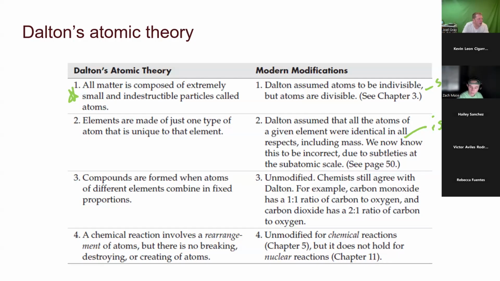Compounds are formed when atoms of different elements combine in fixed proportions. And so this is the law of definite proportions. So you can have CO, CO2, CO3. Then a chemical reaction involves a rearrangement of atoms, but there is no breaking, destroying, or creating atoms. Okay, so any chemical reaction, you're going to be conserving mass.